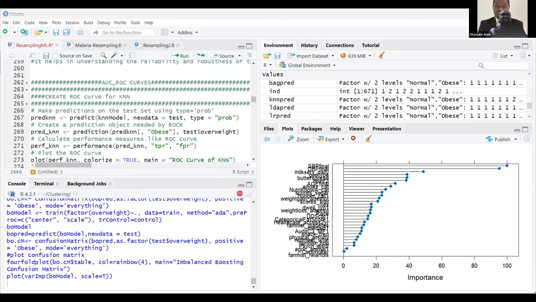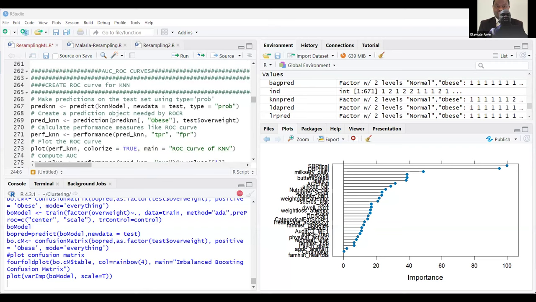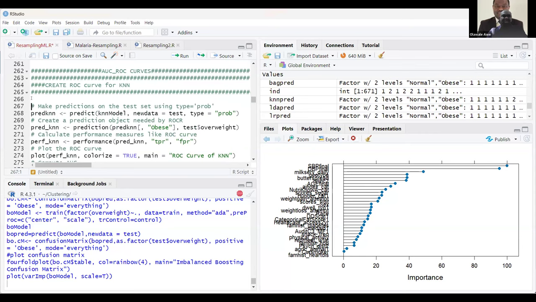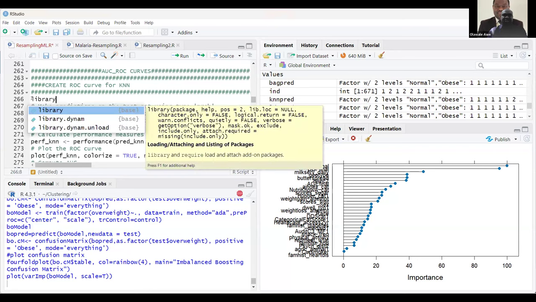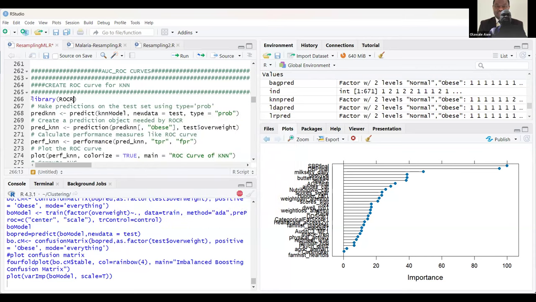This is what I demonstrate here, and this is how to use it. But one thing you must do when predicting is set type equals probability. Save the predictions as probabilities, because it works with probabilities. The library you need is the one we installed before, which is ROCR. You need to install this package before you can run this aspect of the code. It's very straightforward.